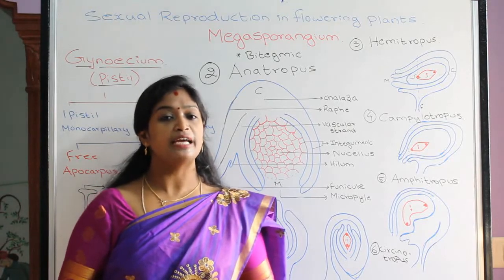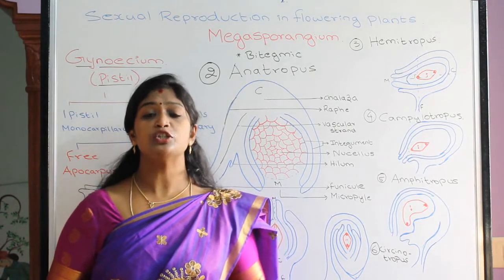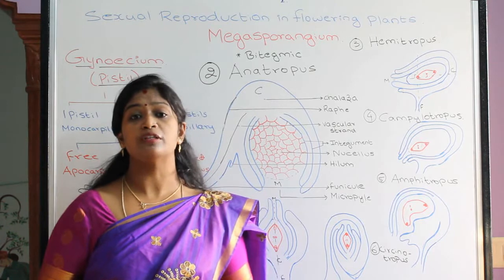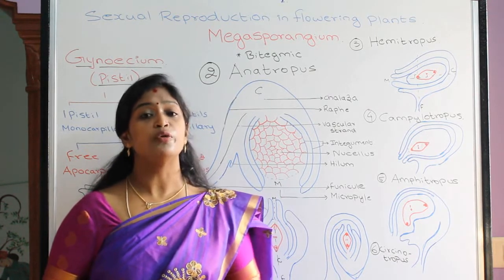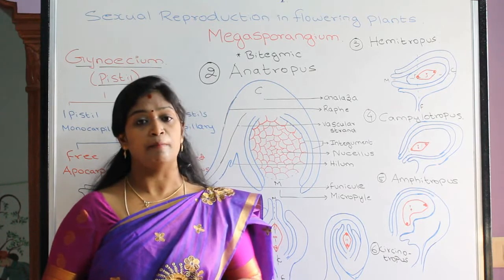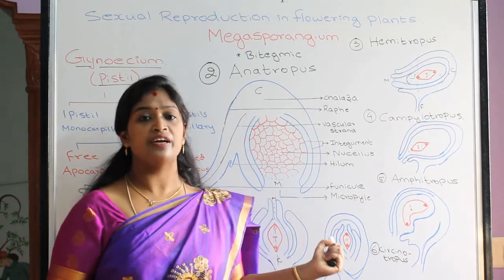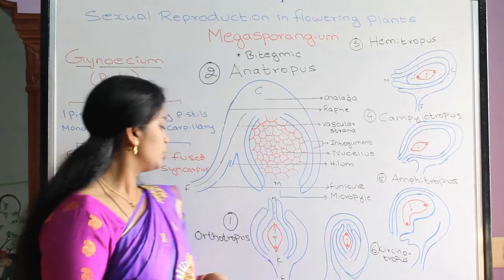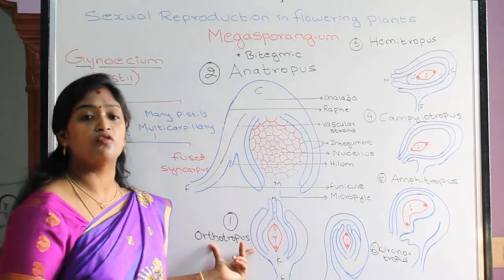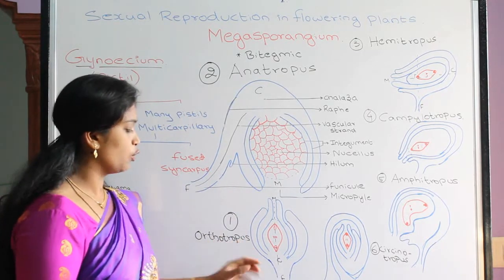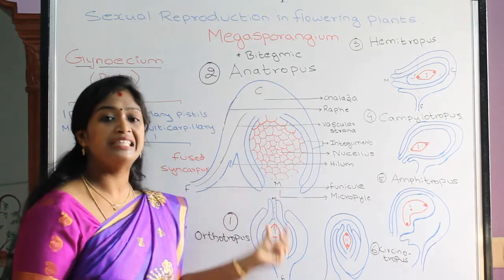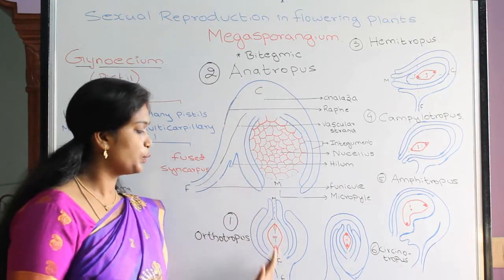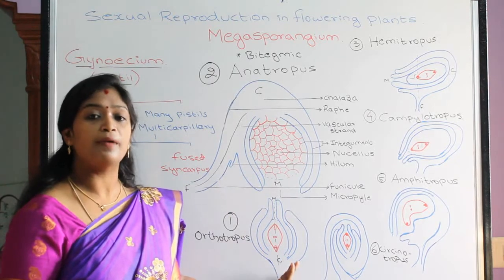Let's study about the types of ovule. The classification of the ovule is mainly based on the arrangement of three distinct parts of the ovule. They are the funicle, the chalaza and the micropyle. Let's classify the ovules based on this. So the first one is called the orthotropous ovule. In the orthotropous ovule, the funicle, the chalaza and the micropyle are on the same plane, on a straight line. It is called the upright ovule.